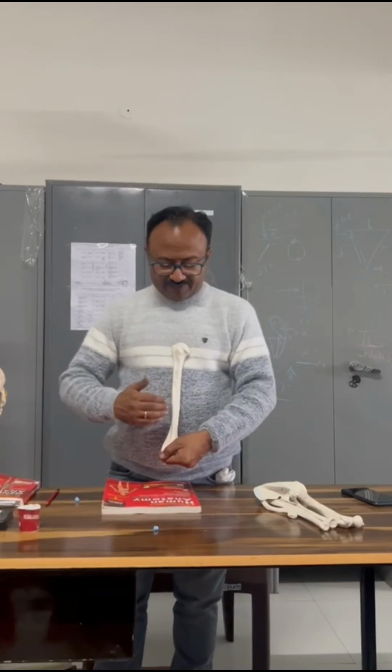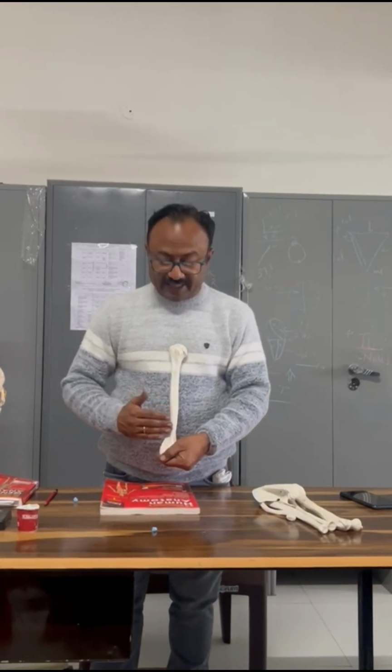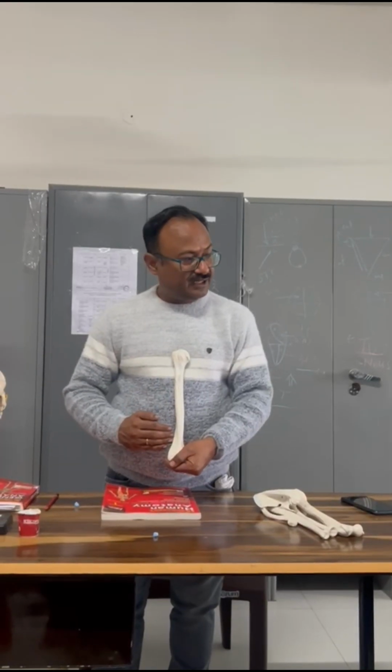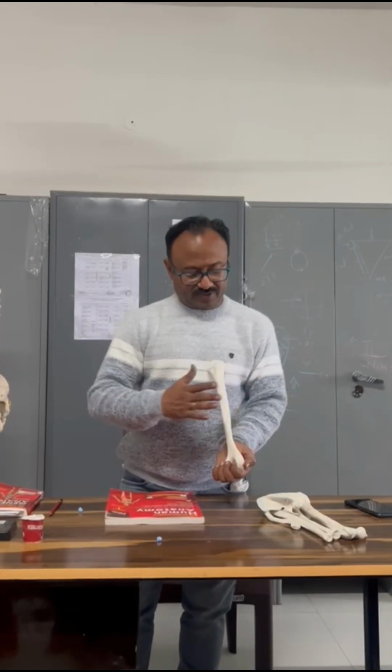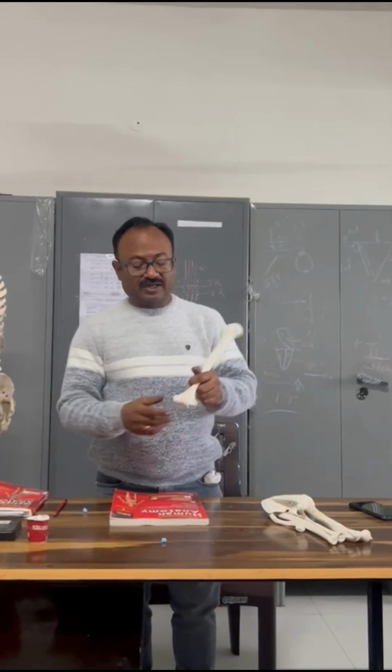So the anteromedial surface will be between the anterior border and medial border. The anterolateral surface will be between the anterior border and lateral border, and the posterior surface will be between the medial border and lateral border. Okay, posterior surface. Now we come to the lower end.